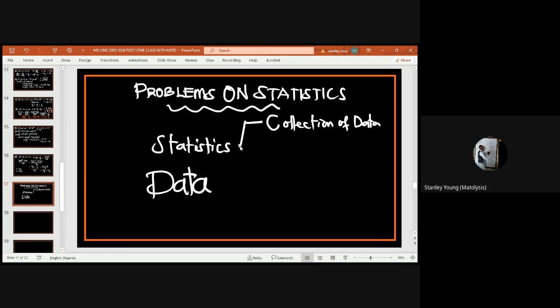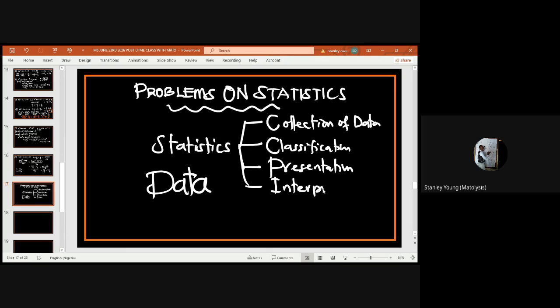The next thing we do is classification of data. We have presentation of data. We have interpretation of data. And generally we have analysis of data. So if I say statistics, think of collection, classification, presentation, interpretation, analysis of data.